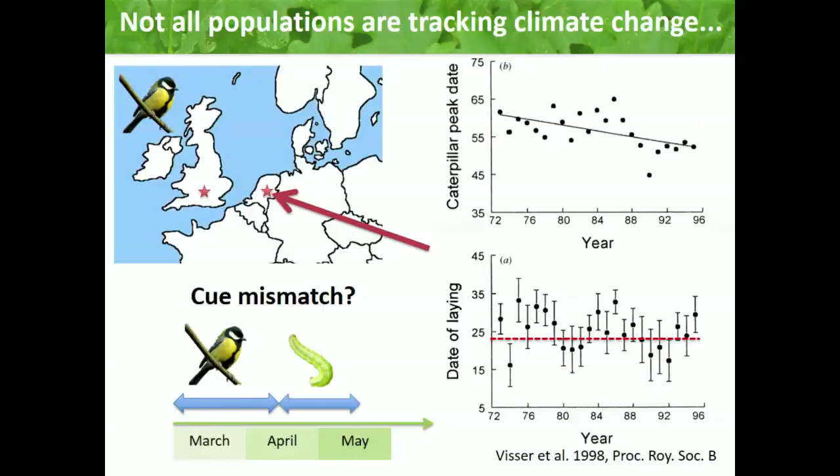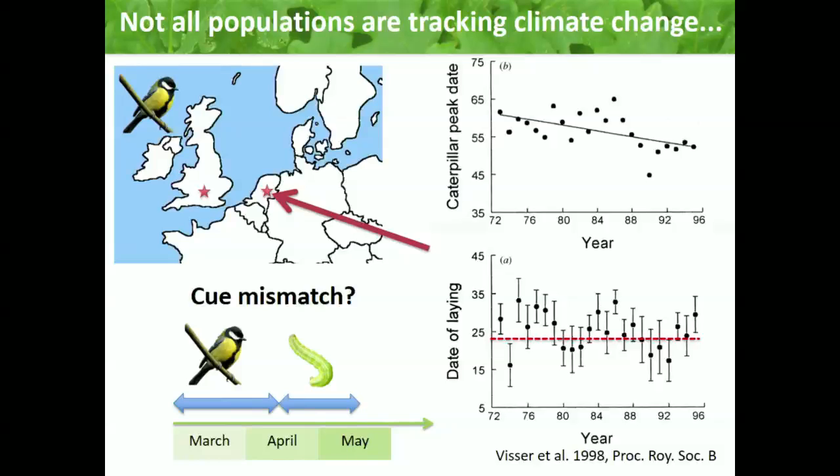So temperatures during early spring, which is when great tits are actually making their decision of when to start breeding, actually haven't changed over time. But later spring temperatures, which is what actually determines how quickly the caterpillars grow and therefore the timing of this peak in food abundance for the great tits, have increased significantly.